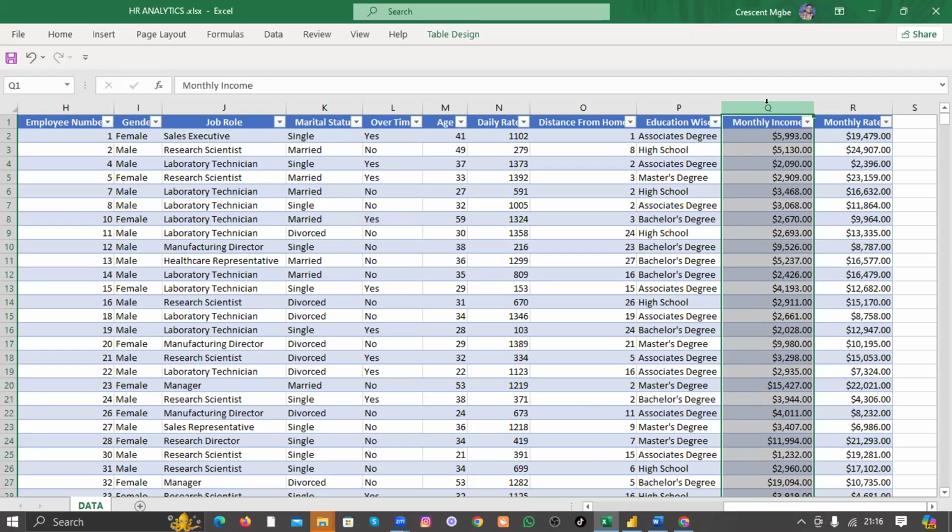We cannot change it. We have to work with it the way it is given. Even though at the end of the day it will give you a wrong conclusion, a wrong insight, you can't change it. It's like that. So monthly rate cannot be higher than monthly income. This is a mistake. Thank you. So now we have to proceed.